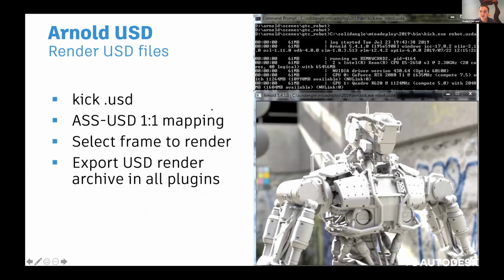So there are many ways to consume USD with Arnold. The first thing is that USD is a scene file format for Arnold, like AS files. You can save an Arnold scene as an AS file, as an archive of the render scene, but you can save it as a USD file as well, and it will contain all the information that you would have in an AS file, and thus you can render USD files directly.